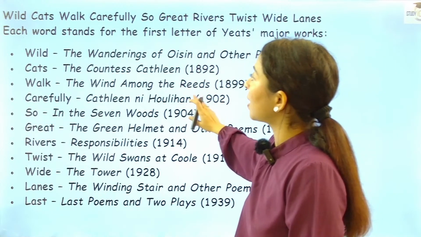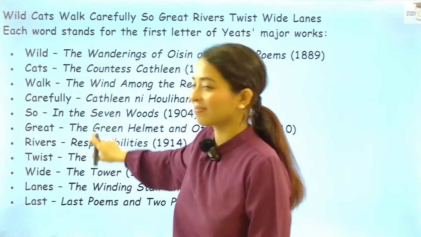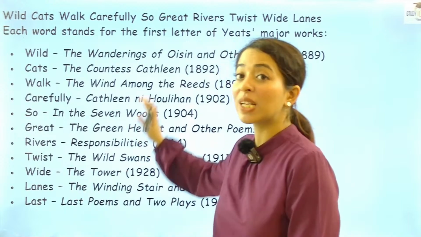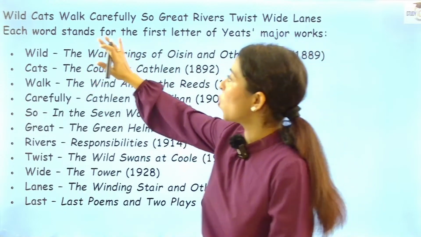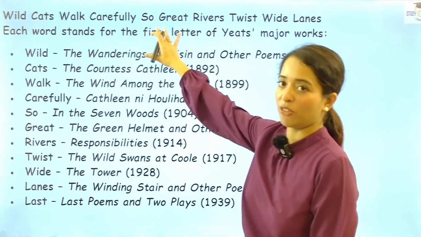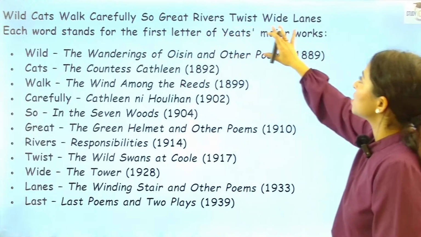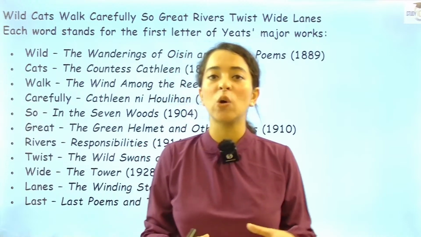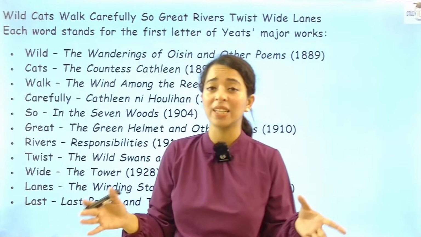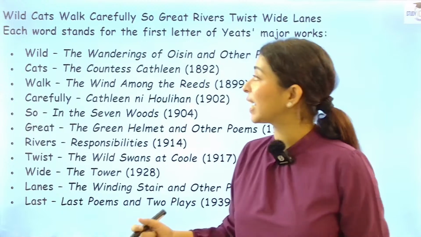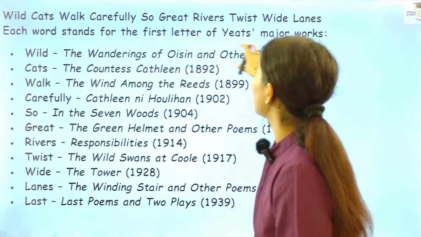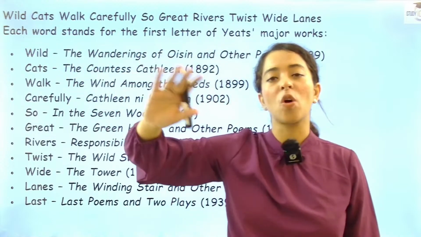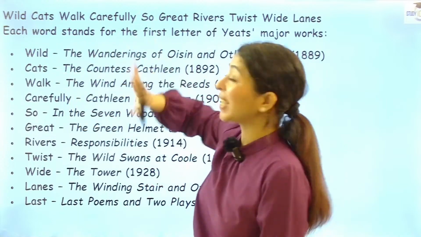I have picked up the first letter of all of these and I have made it into a funny sentence. Wild cats walk carefully so great rivers twist wide lanes. Okay, wild cats को बहुत carefully जाना होता है ताकि जो great rivers होते हैं they twist their lanes, wide lanes. Each word stands for the first letter of each major work. This is the only sentence. Wild cats walk carefully, very nahi hai.